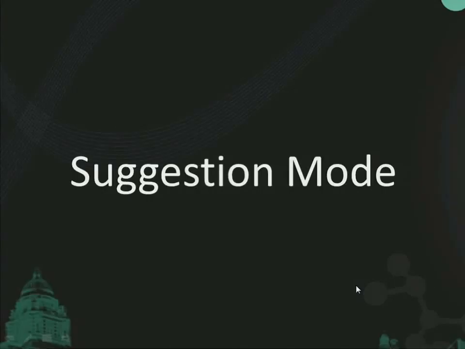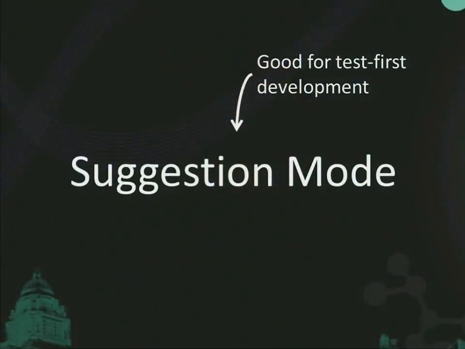We also get a new mode called suggestion mode. This is important because whereas IntelliSense is great for some people like me and you, other people get really annoyed at it because it keeps trying to correct them. If you're doing test first development, it's really great because it's not going to try to put in a class that doesn't exist yet. We can turn this on with Control-Alt-Space.